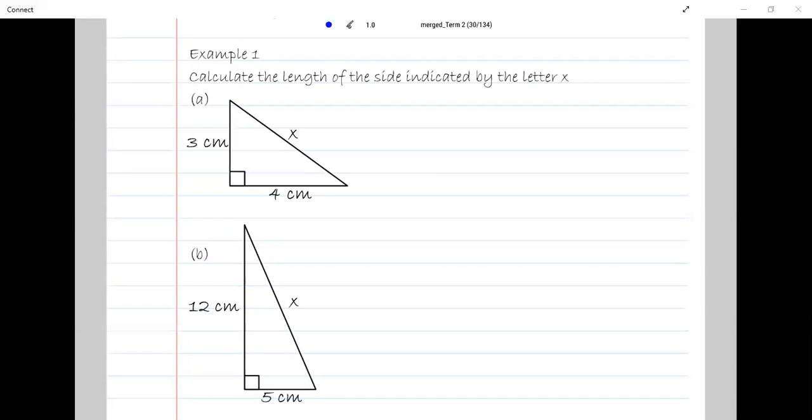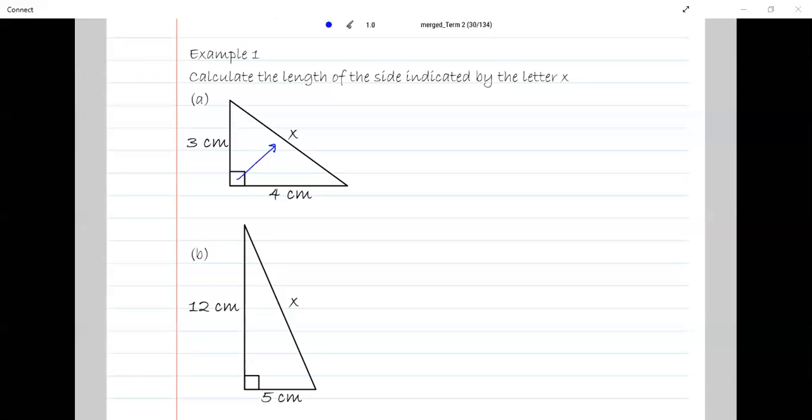Fine. And since X is the side that is in front of the right angle, X is the hypotenuse. Do you agree? Yes, sir. So the hypotenuse is the side that is in front of or opposite to the right angle. The hypotenuse is the longest side of the right angle triangle.